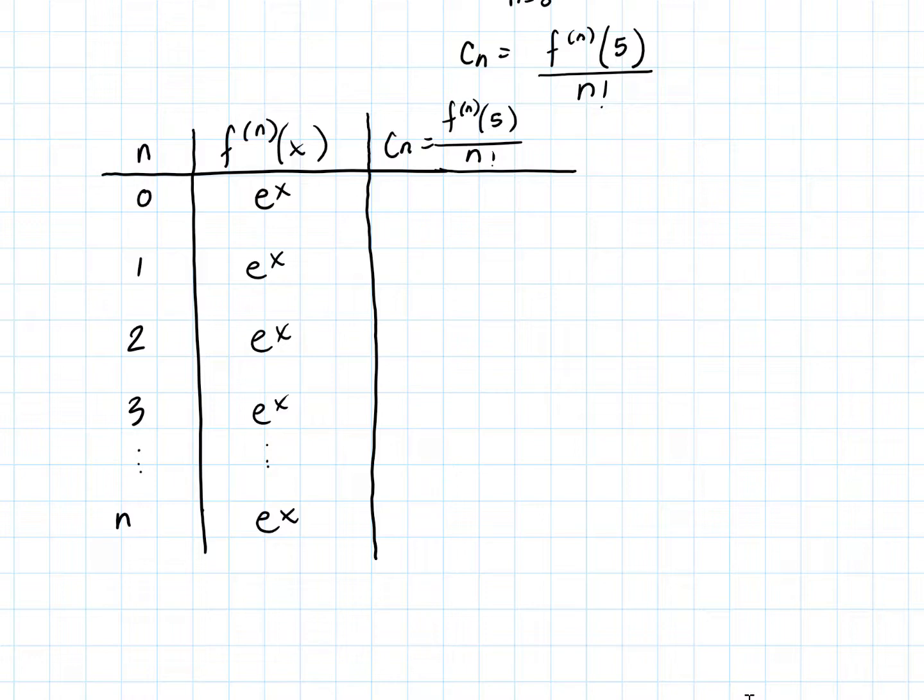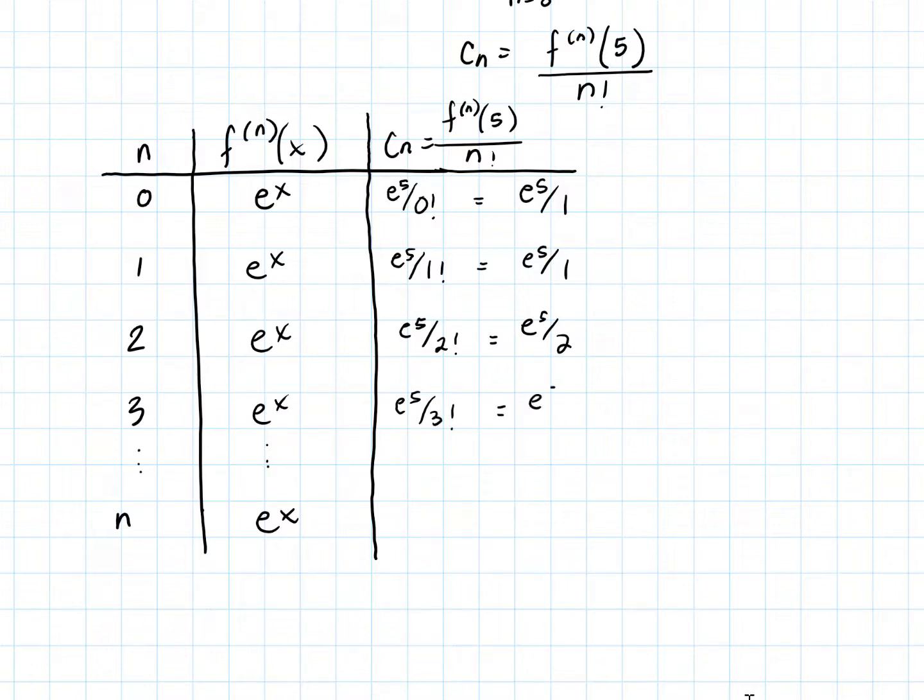That said, this becomes e to the 5th over 0 factorial, which is e to the 5th over 1. This becomes e to the 5th over 1 factorial, which is e to the 5th over 1. This becomes e to the 5th over 2 factorial, which is e to the 5th over 2. Then e to the 5th over 3 factorial, which is e to the 5th over 6. And by the time we get out to the nth derivative, we would have e to the 5th over n factorial.